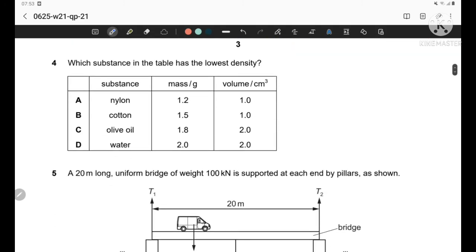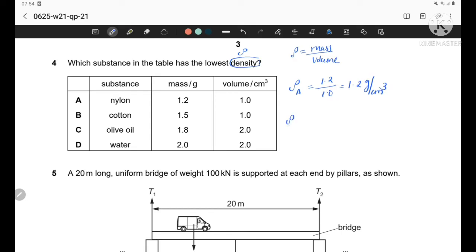Question number 4, which substance in the table has the lowest density? In order to find out the lowest density, we can use the equation of density, that is density is mass over volume. Here mass and volume for all these materials are given. So we can find out the density of the substance given in option A, that is mass, which is 1.2 times volume 1. So we will get 1.2 gram per centimeter cube, that is the density of the substance nylon.